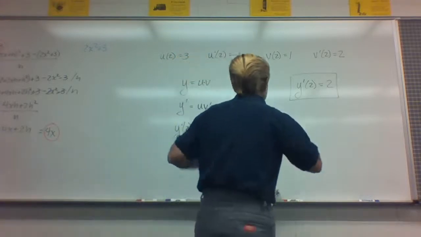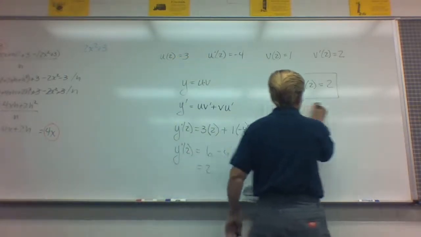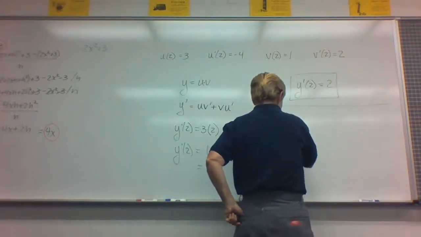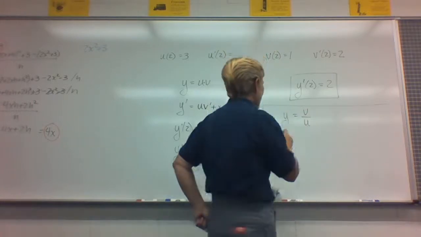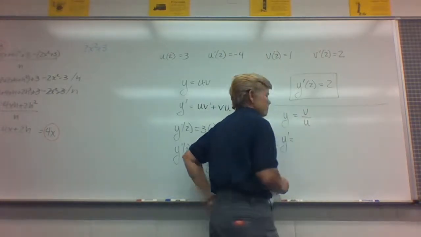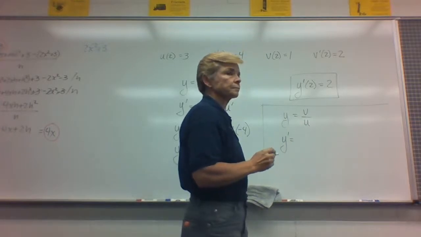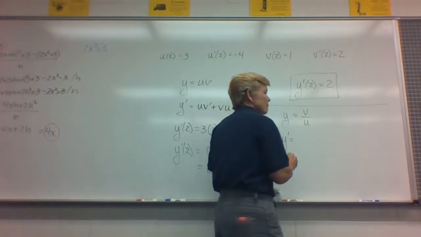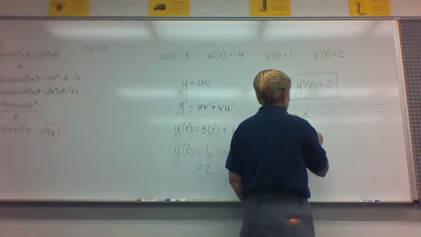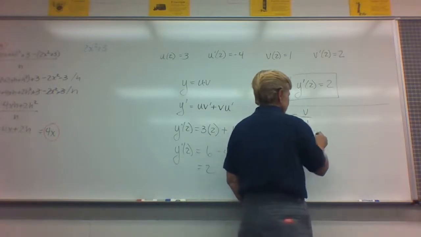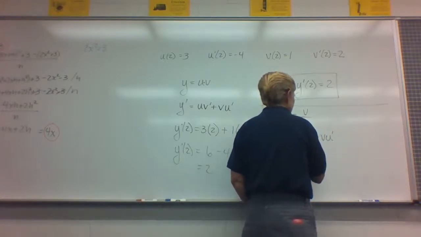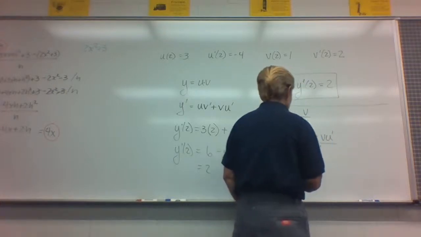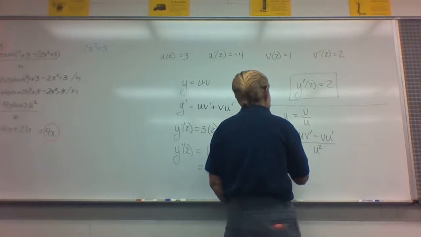Now let's see if you could do this if y instead was equal to, with the same stipulation up here, if y was equal to v over u. Not u over v, v over u. What would y prime be? Times the derivative of u. So u times the derivative of v, v prime, yep. Low d high minus, over u squared. Oh, right. Okay, now, what is y prime at 2?